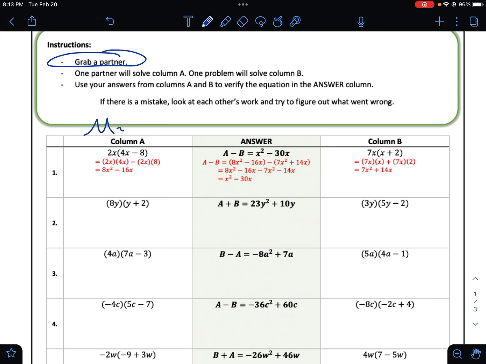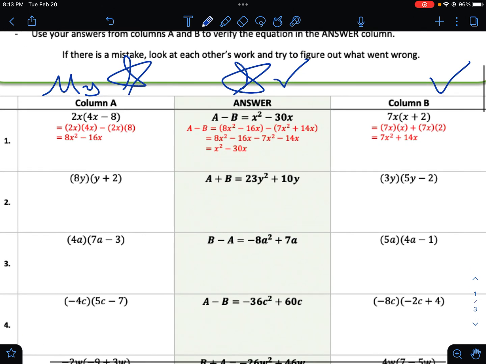So let's say this is my column and this is my partner's column. I'm only going to be working this column, and my partner's going to be working B. And we're going to essentially work the green section there in the middle together. So what I'm going to do is my particular problem. Let's say I'm working number 2, while I am doing this one, my partner is doing this one.